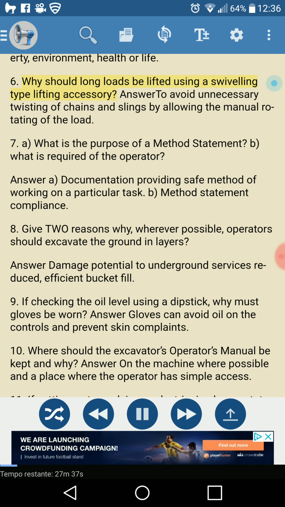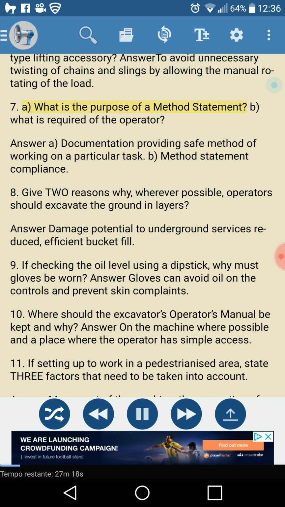6. Why should long loads be lifted using a swiveling type lifting accessory? Answer: to avoid unnecessary twisting of chains and slings by allowing the manual rotating of the load.